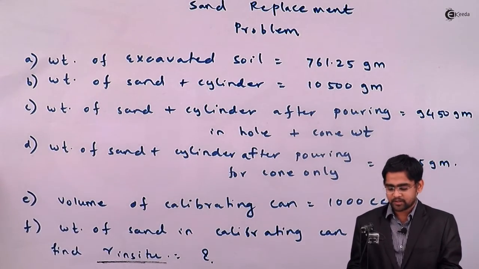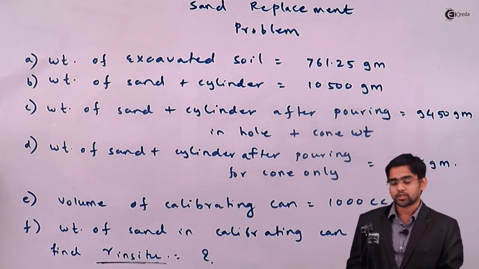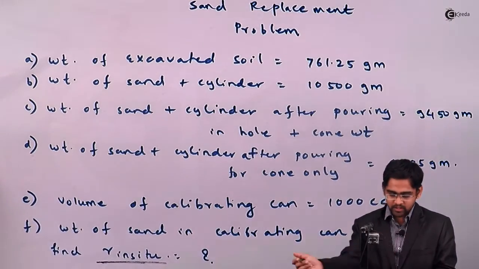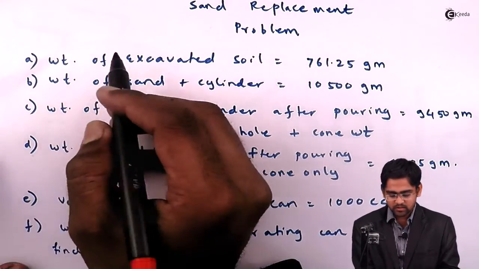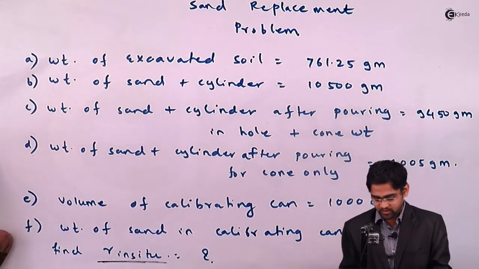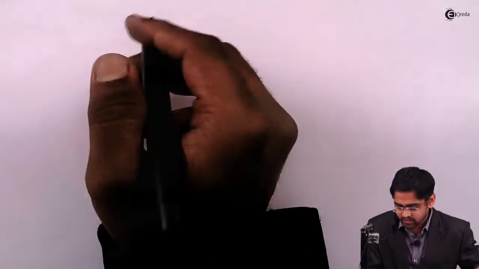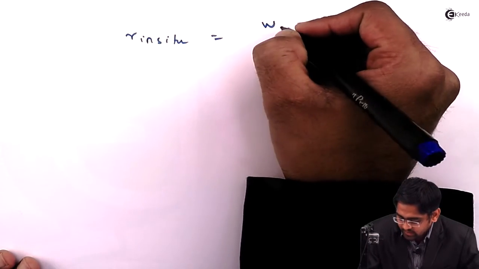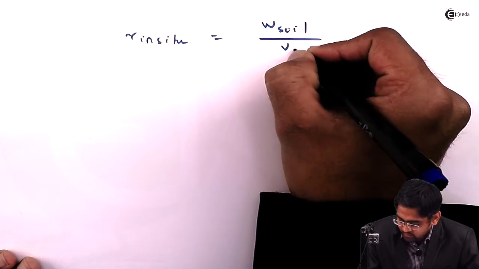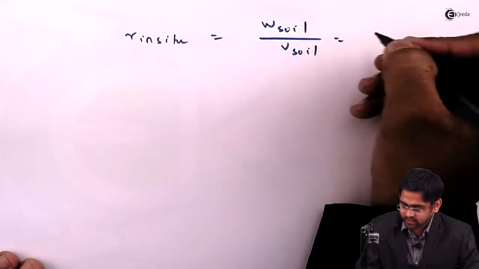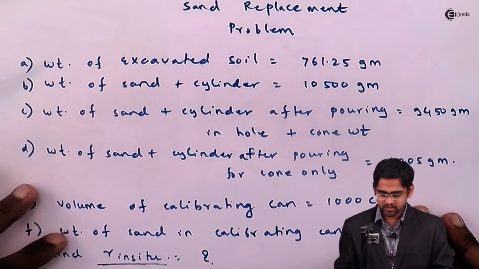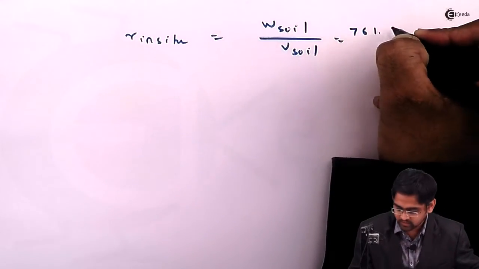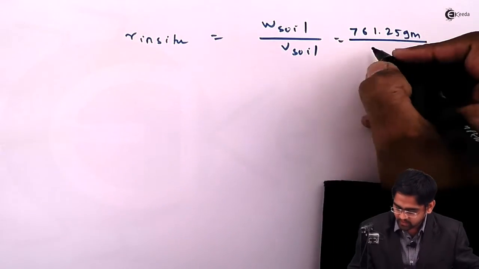Sand replacement is particularly a field test which is used for the determination of the in situ unit weight of the soil, and these are the given data. First, the given data is the weight of the excavated soil. In order to determine the in situ unit weight of the soil, we must have the weight of the soil divided by the volume of the soil. The weight of the soil, which is directly given in the first term, is 761.25 grams, divided by the volume of the soil.